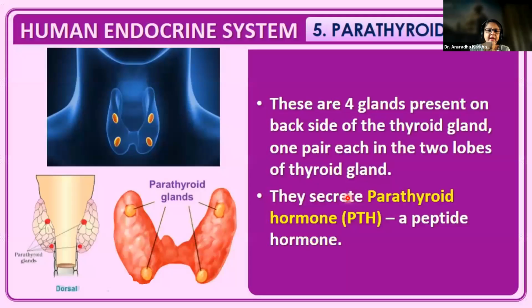Then we go to the next one. That is going to be called the parathyroid gland. So as I told you, the parathyroid is on the back side of the thyroid. So see, this is the position of the parathyroid gland at the back side. From the front it is the thyroid gland, from the back it is the parathyroid.